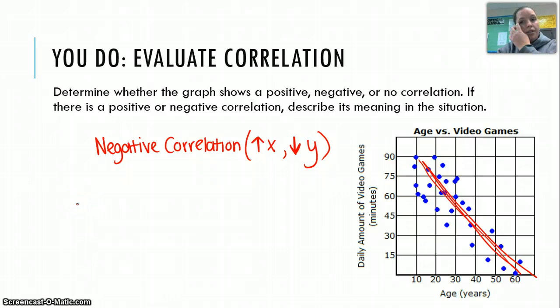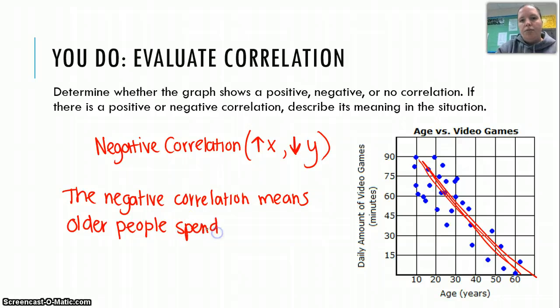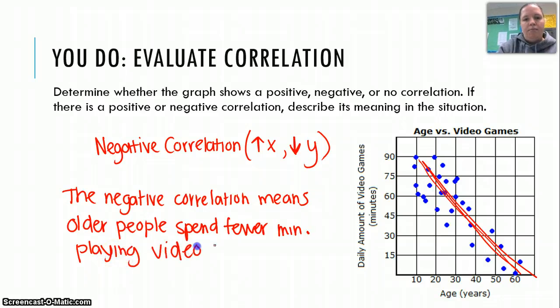So in this case, what does it mean? And I'm going to write just a short sentence here. The negative correlation means higher ages, or older people, I'm just going to go with older people, spend fewer minutes playing video games each day, according to the data we have.